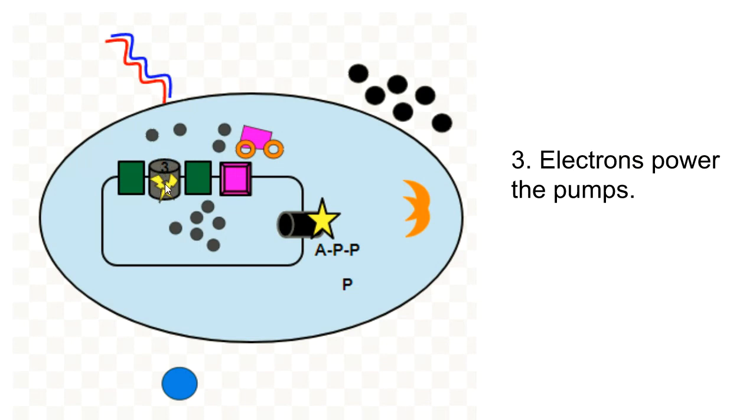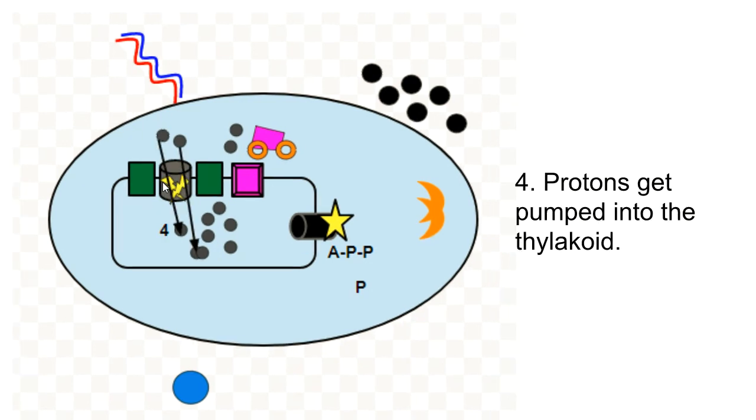So for step 3, we're moving these electrons over to the pump, and that allows for active transport of the protons into the thylakoid. So it's going from low concentration of protons to high concentration of protons, therefore some type of energy needs to be used to help actively transport those across this thylakoid membrane.